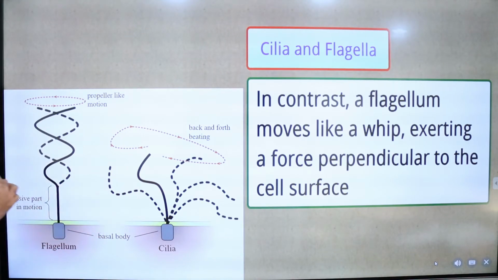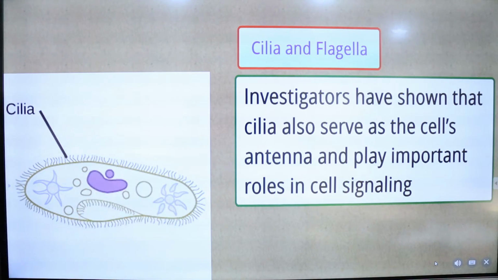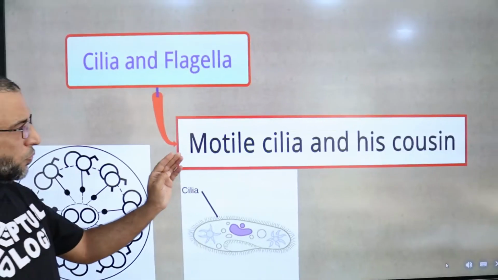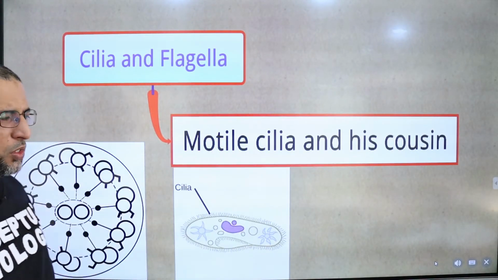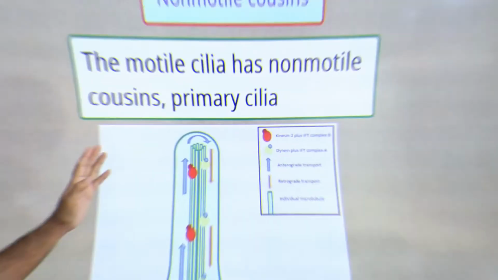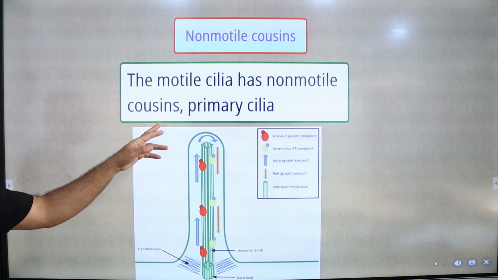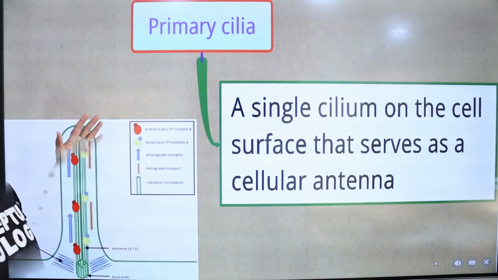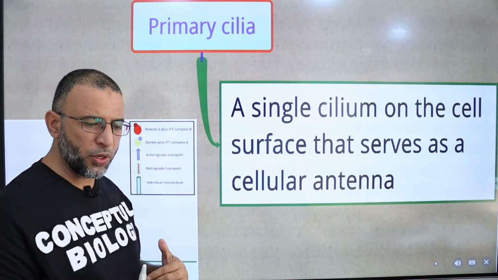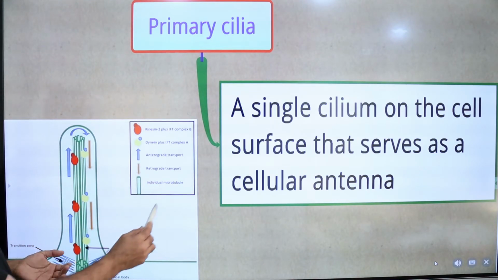to the cell surface. Investigators have shown that cilia also serve as the cell's antenna, and they play an important role in cell signaling. Now, what is the difference between motile cilia and their cousin? What are primary cilia? Motile cilia, which are involved in locomotion, have a non-motile cousin that is known as primary cilia. Primary cilia are present in our body as a single cilium on the cell surface that serves as a cellular antenna.